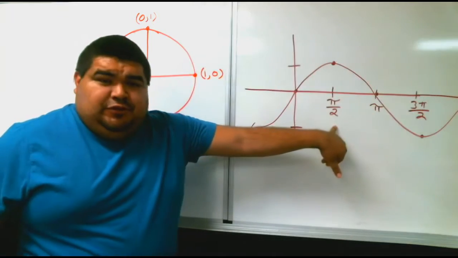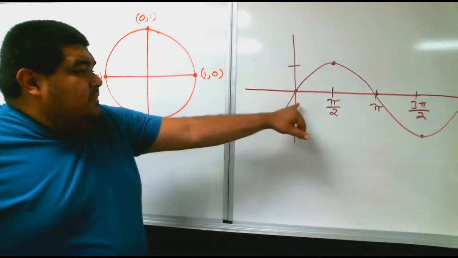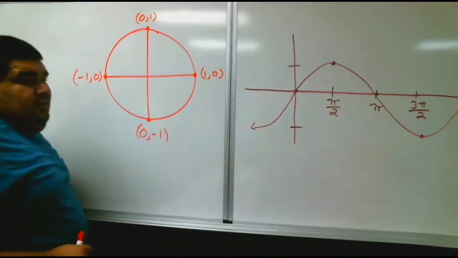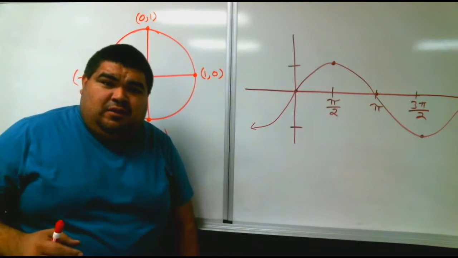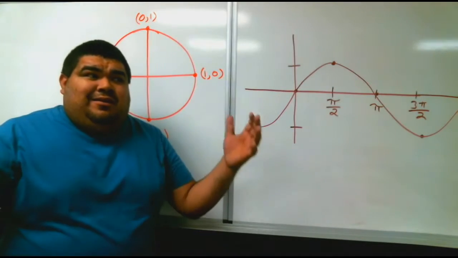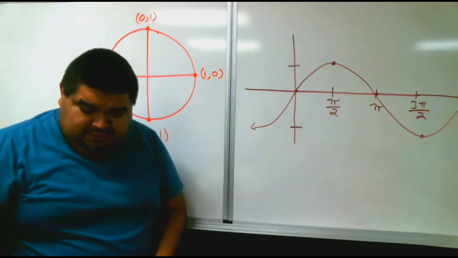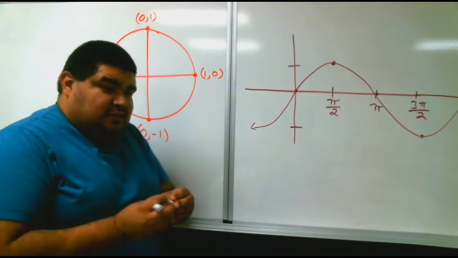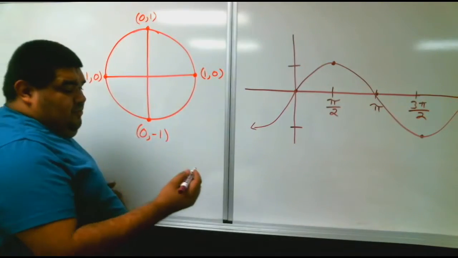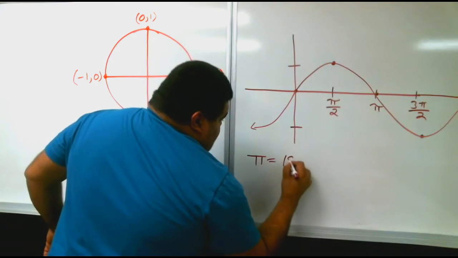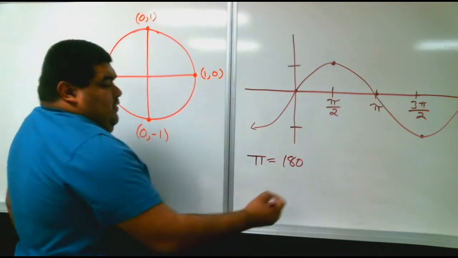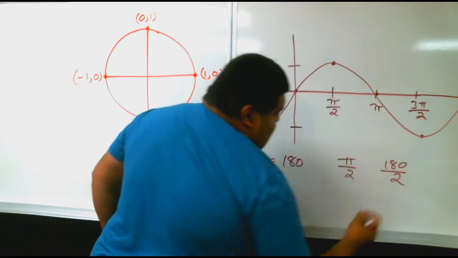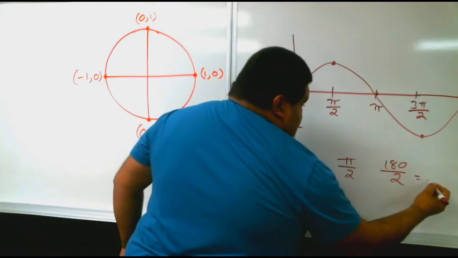You see pi over 2. It says that when it comes to pi over 2, it's always at 90 degrees. It's a right angle. If you guys look at the unit circle, it's a right angle. How can we find for pi? You might ask yourself, what's our value for pi? How do we know it's at 90 degrees? Because if you look at 180 on your unit circle, pi equals 180. Pi over 2 is like saying 180 divided by 2. So 180 divided by 2 is 90.